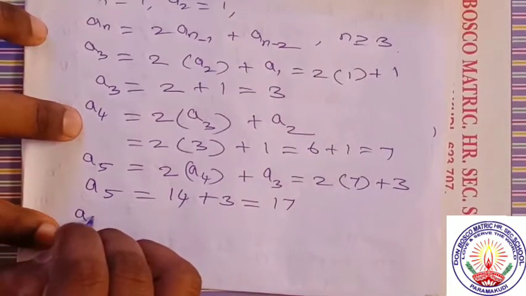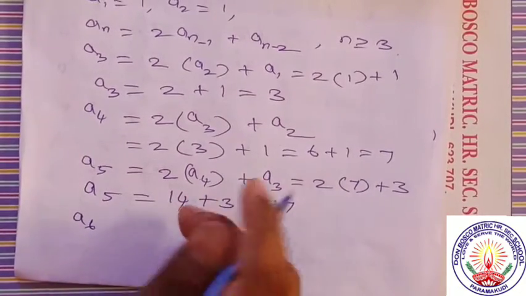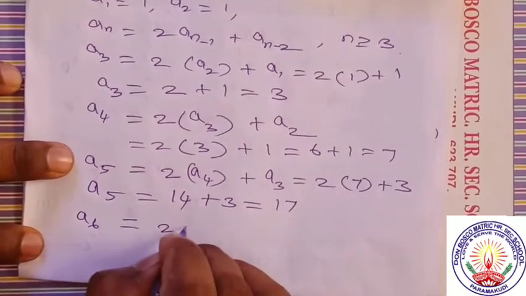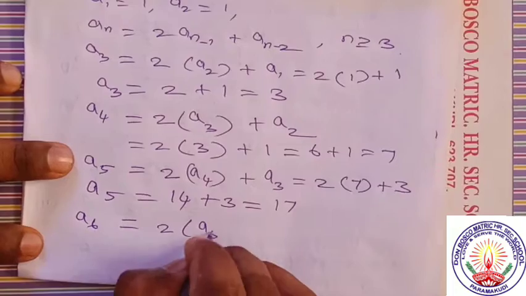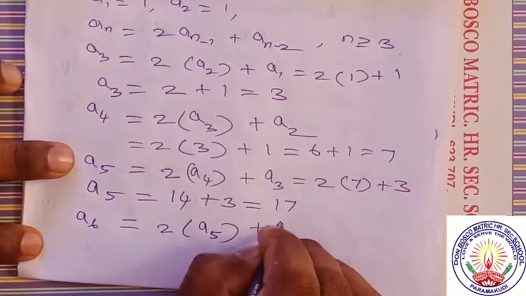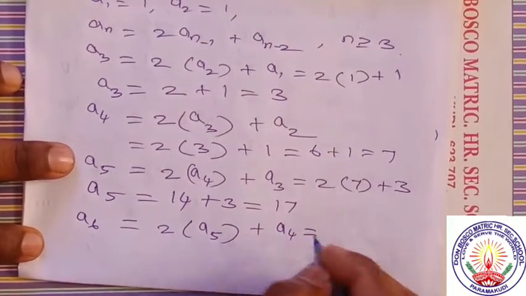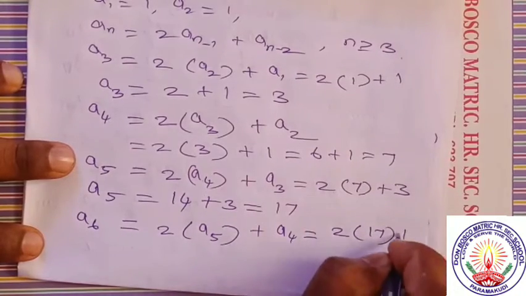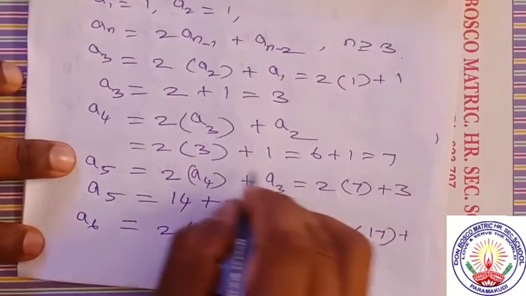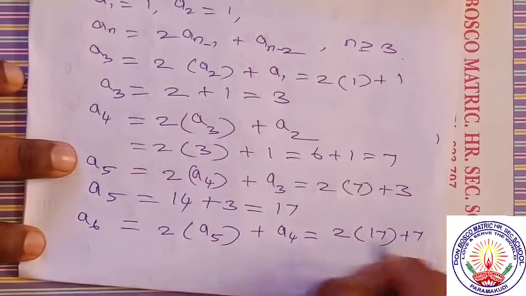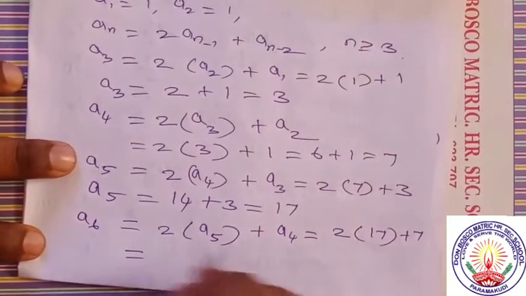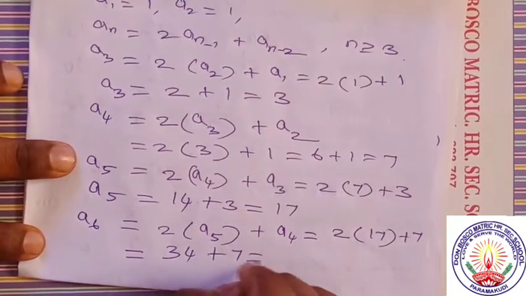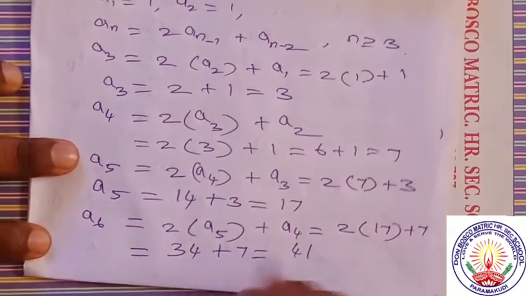Next, the last one, a6. What will a6 be? 2 into a5 plus a4. a5 we found to be 17, plus a4, which is equal to 7. So 2 17s are 34 plus 7. 34 plus 7 is equal to 41.